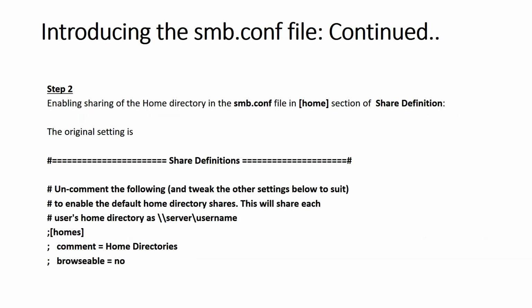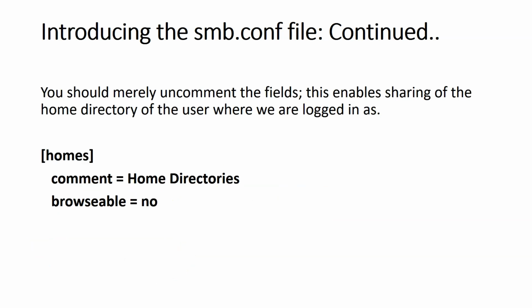Step 2. Enable sharing of the home directory in the smb.conf file, in the homes section of share definitions. Just look at the settings. They are all commented out with a semicolon. You should merely uncomment the fields. This enables sharing of the home directory of the user we are logged in as. So I have removed the semicolons from here.